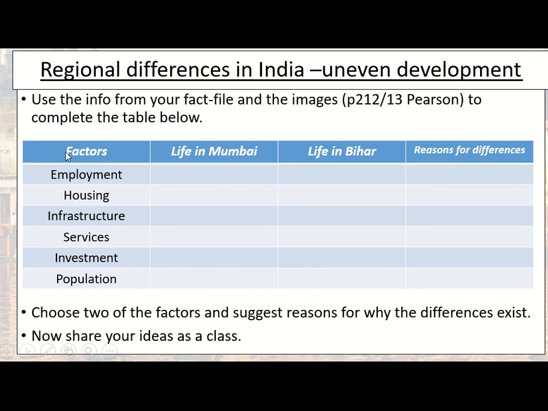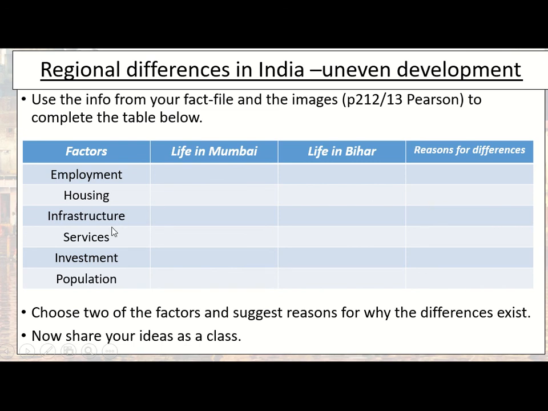And I want you to do exactly the same for housing. This one, the images will be really useful. So Mumbai, the housing, you've got high quality housing, but you've also got slums, low quality housing. Bihar, you've got sort of traditional huts type housing. Again, what are the reasons for those differences? Why has Mumbai got slums? Why has Mumbai got high-rise tower blocks? Why has Bihar got huts? What are the reasons behind that?